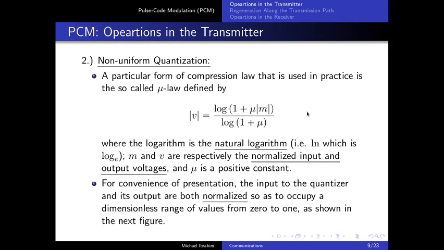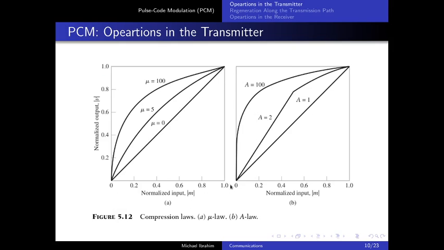Okay, so for convenience of presentation, the input to the quantizer and its output are both normalized so as to occupy a dimensionless range of values from 0 to 1. Basically, M and V, the input and output, are normalized such that you have a range going from 0 to 1. So as you can see over here, this is mu low, this is the input M, this is the output V, and if mu is equal to 0, we get a straight line, which corresponds to a uniform quantizer. Whereas as mu increases, the curve starts to bend up like this.